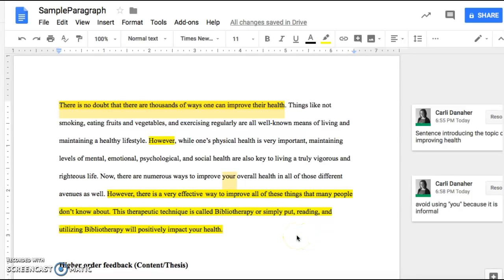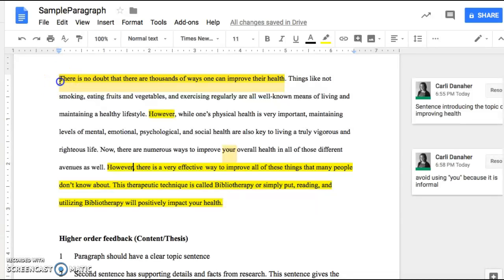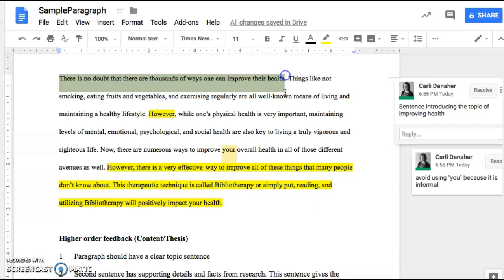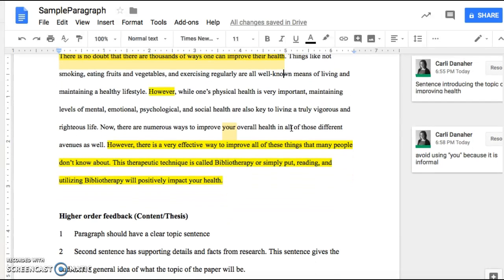Hi everyone! So today we are going to go over some self-editing and revising techniques that you could use to self-edit your own paper. So the first sentence that I have highlighted here says that there is no doubt that there are thousands of ways one can improve their health. So as an introduction paragraph, this would be considered the topic sentence. So you want to make sure that when you read your paragraph that you have a clear topic sentence.